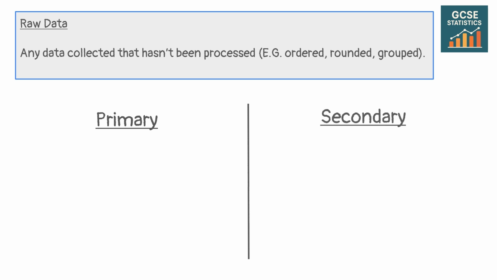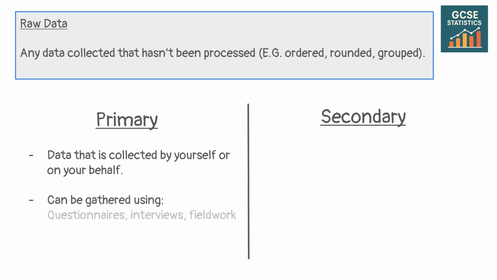The definition for primary data is any data collected by yourself or on your behalf. This means if you were to survey everyone in your class, regardless of the topic, the resultant data would be primary data. Plenty of methods, including questionnaires, interviews, and fieldwork, can be used to obtain primary data. We even mentioned surveys earlier.